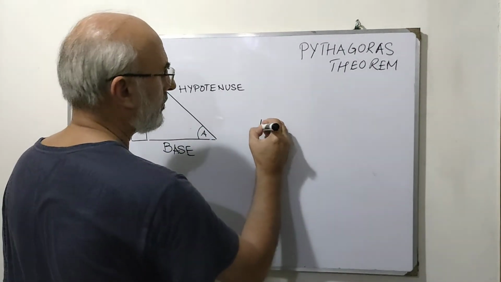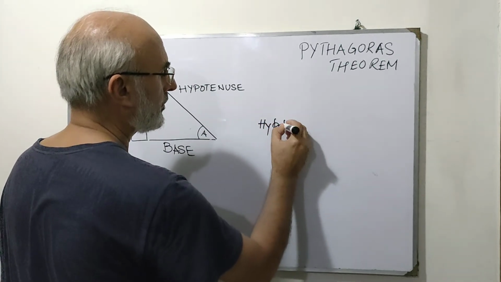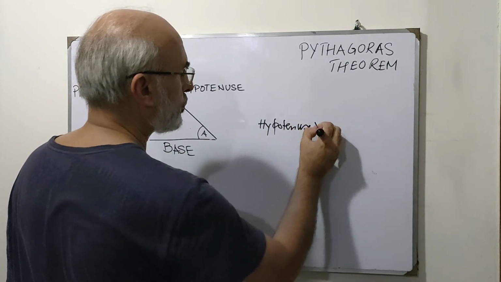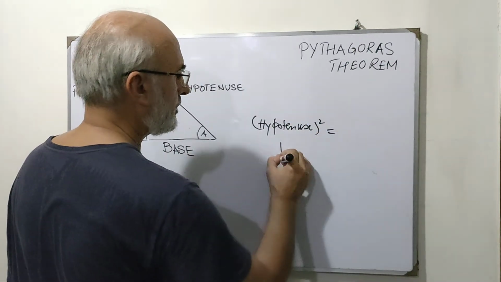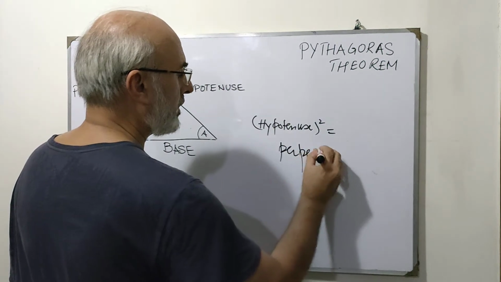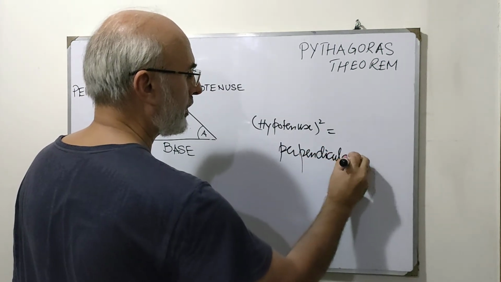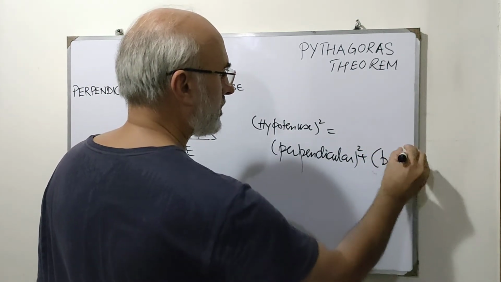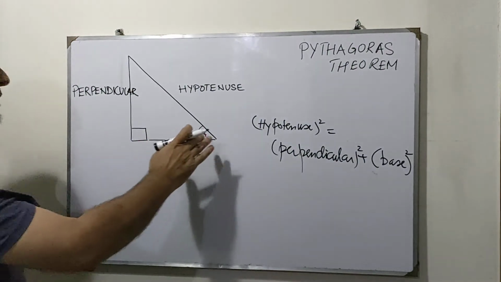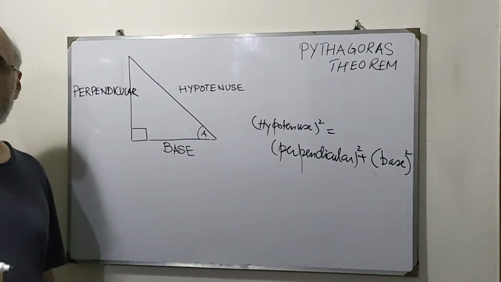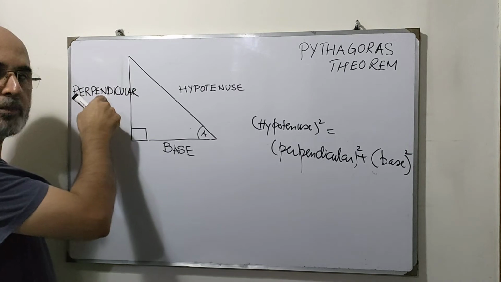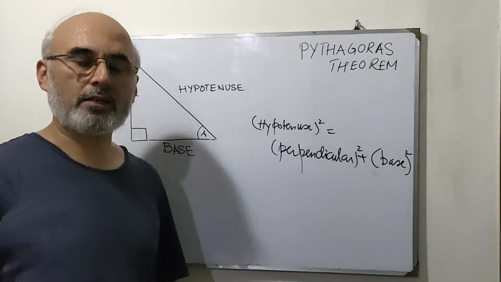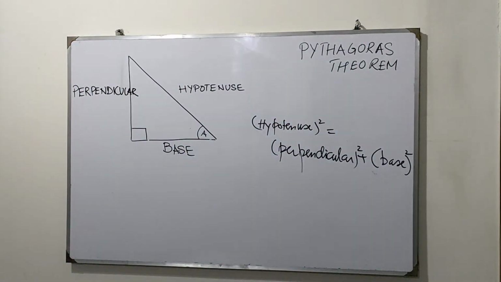So hypotenuse square is equal to perpendicular square plus base square. Okay, so the square of hypotenuse is equal to the sum of squares of perpendicular and base. Now let's do an example to prove this is correct.